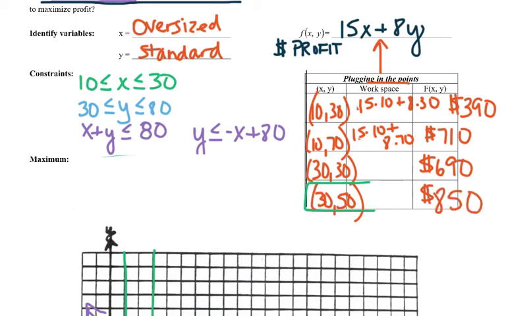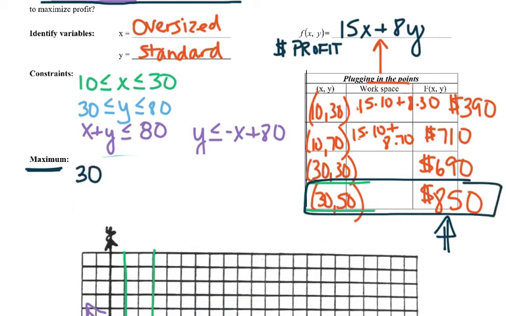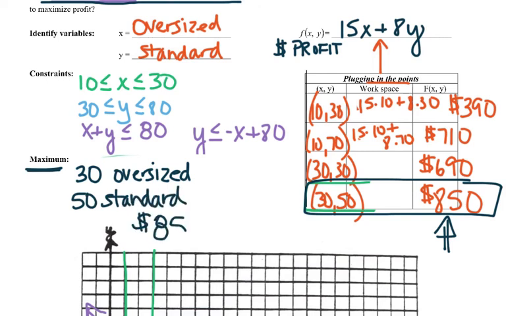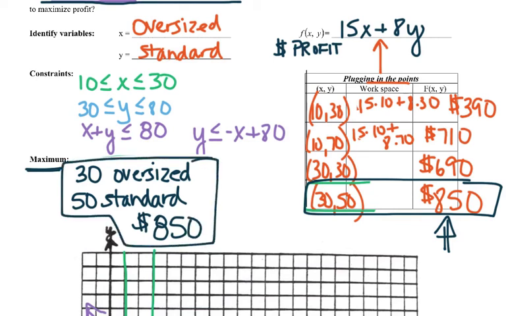Then to finish it all out, to bring it all home, you look for the maximum. In other words, the biggest number in that column, which is 850. And then your answer, we're kind of picky. We want you to go back to what these things stand for. So the (30, 50) means 30 oversized and 50 standard. And the total amount of money you would make, profit, is $850. And that is all part of your answer.